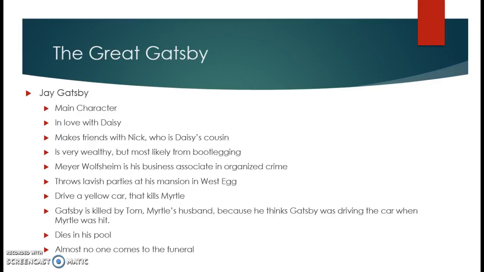He drives a yellow car, and this car kills Myrtle. Gatsby himself is killed by Tom, who is Myrtle's husband. He thinks that Gatsby was actually the one driving the car when Myrtle was hit. Gatsby dies in his pool. There's a funeral. Almost no one comes except for Gatsby's father, really. Nick is there. That's it. No one else comes. None of the people from the parties, none of that.